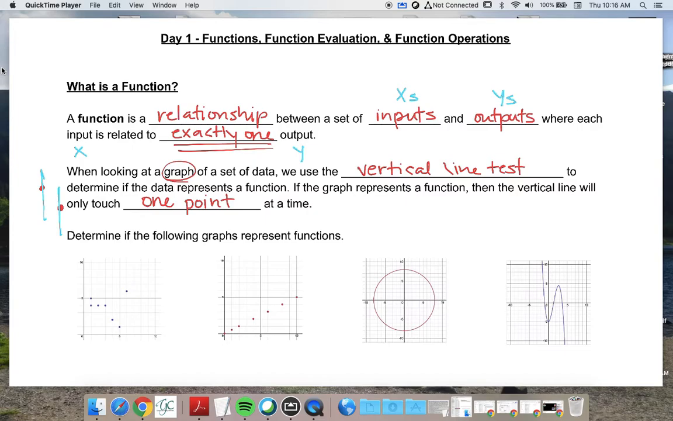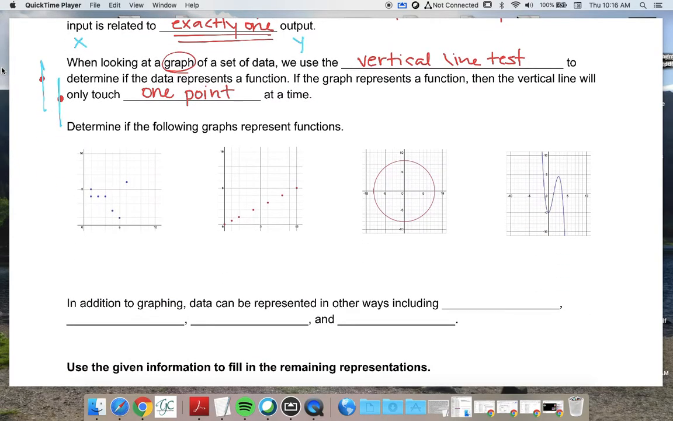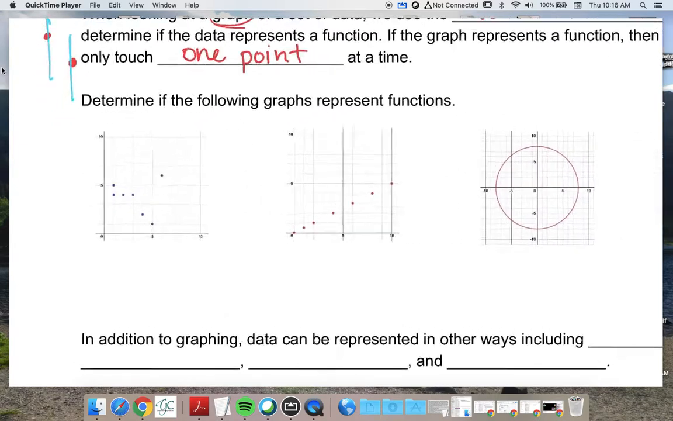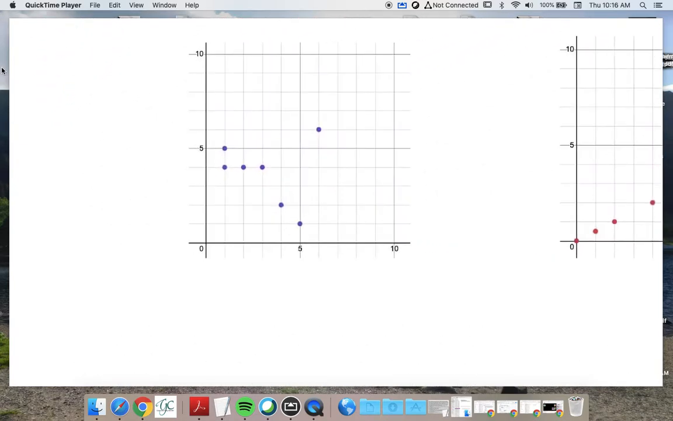So let's look at these 4 graphs here below, and we're going to use that vertical line test. And I'm just going to draw a bunch of vertical lines going left and right across the graph, and if at any time it touches more than one point at a time, it's not a function. So let's zoom in here on this first one. We just have a random set of data here. This is not a continuous graph.